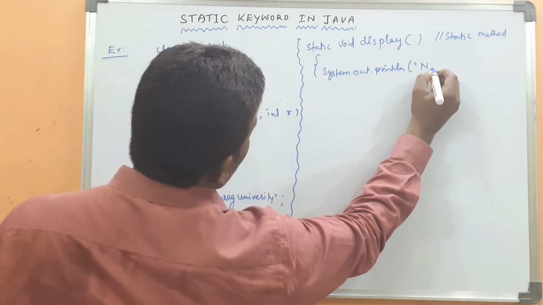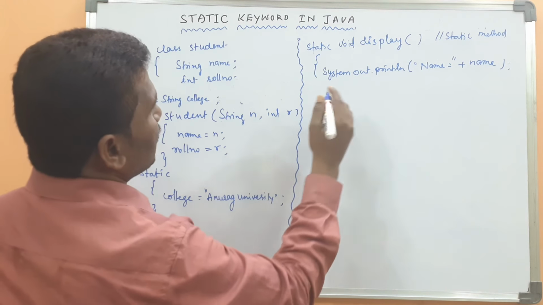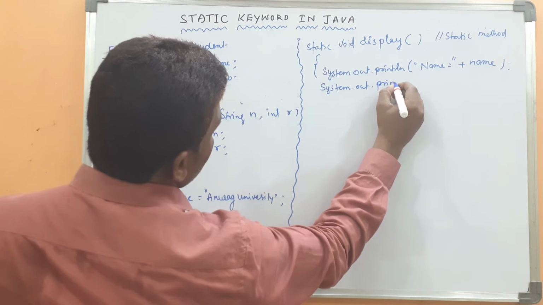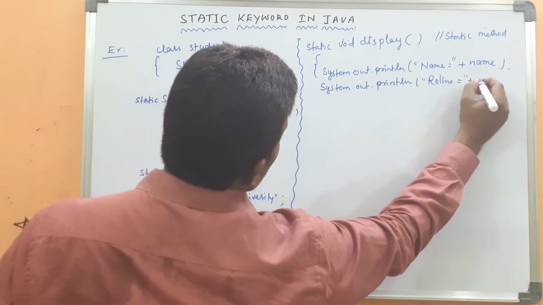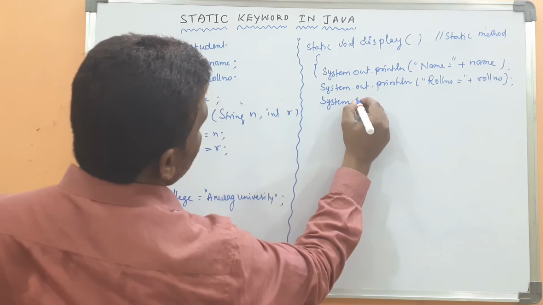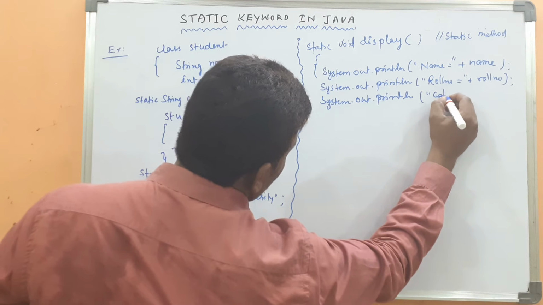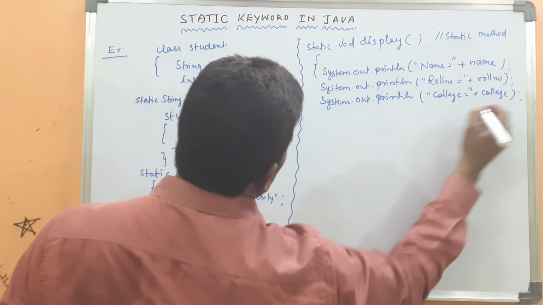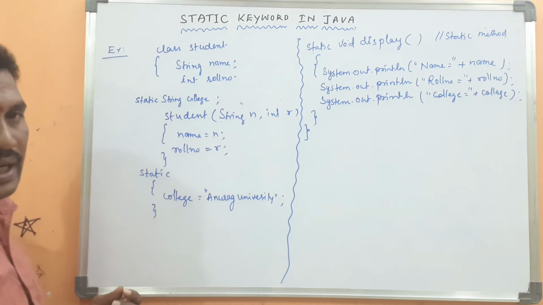System.out.println, name equal student name equal place name, then after that roll number of a student plus roll number, then college, college equal plus college. Then end main method.